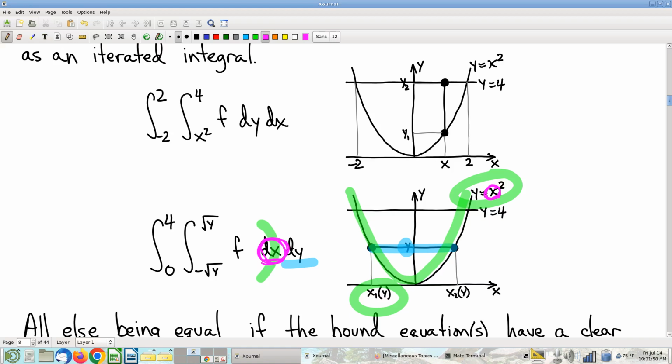Ooh, wait a minute. Which one is it? Well, keep in mind, I'm looking for a lower bound here. And I can see from the picture that one's negative. So when I solve for x here, I get the negative square root of y. Everybody happy? All right.